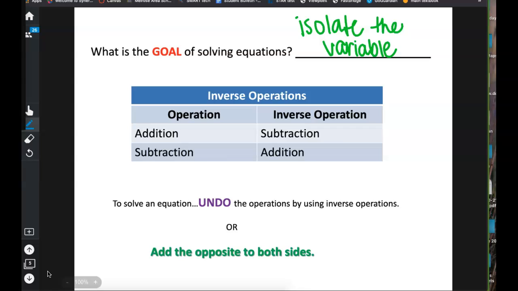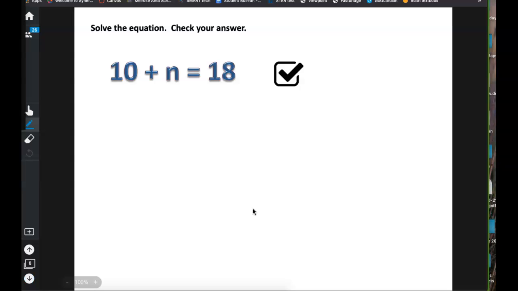And we're going to do that by using what we call inverse operations. Okay, inverse just means doing the opposite. If the equation has adding, we're going to subtract. If the equation has subtraction, we're going to add. Okay, and whatever we do to one side of the equation, we have to do to the other. Okay, and I'll show you what I mean by that, and I'll show you exactly how I expect you to show your work. Okay, so you're going to see problems that look like this.